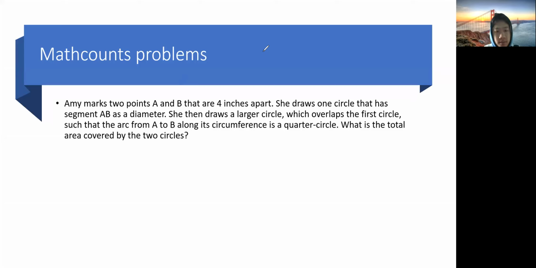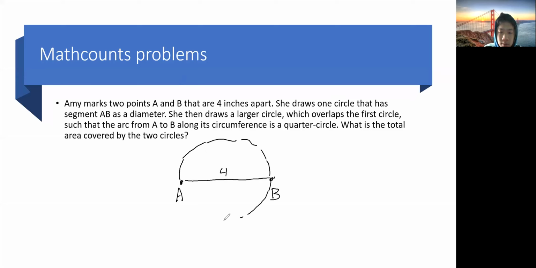All right, so for this one, we're going to have two points A and B. They're going to be 4 inches apart, okay? One circle has AB as its diameter. That's the first circle. A larger circle which overlaps the first such that the arc from A to B makes a quarter circle.